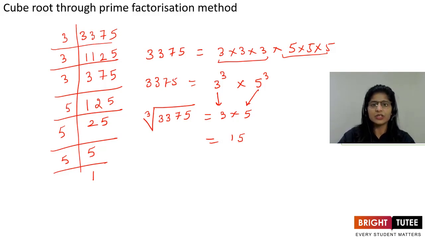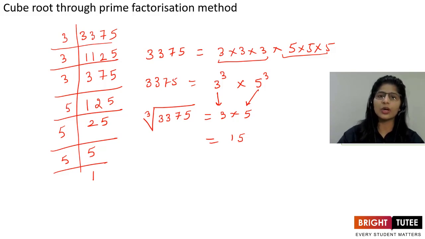Is that clear? So in the square root, what we were doing is we were not taking it 2 times, we were taking it 1 time. Here we will not take it 3 times, we will just take it 1 time because it is a cube root. Because in the cube of that number, that prime factor will come 3 times, but in the cube root of that, it will just come once. Clear? So this is how we find cube root through the prime factorization method.